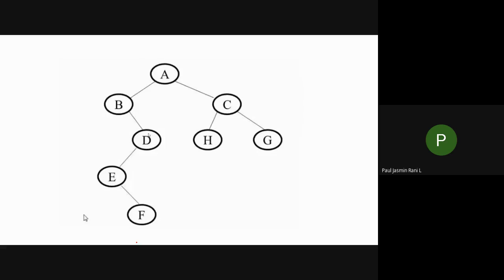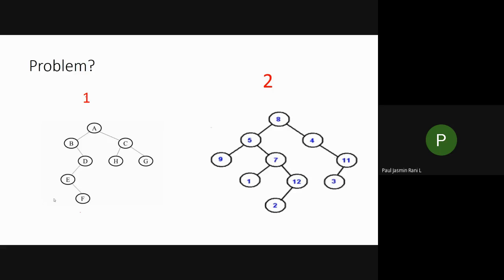Okay. So, what is the answer of this one? First, you have to print this A. Okay, so A is printed. After printing A, you are on this side. You have two branches. Obviously, you have to give preference to the left subtree. So I'm going to visit this B.